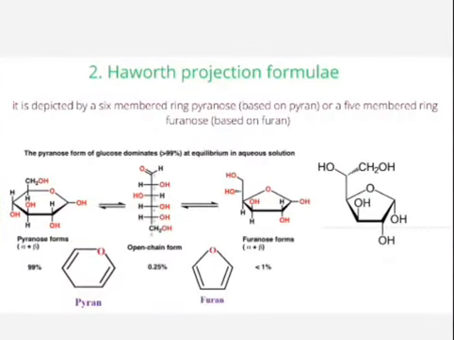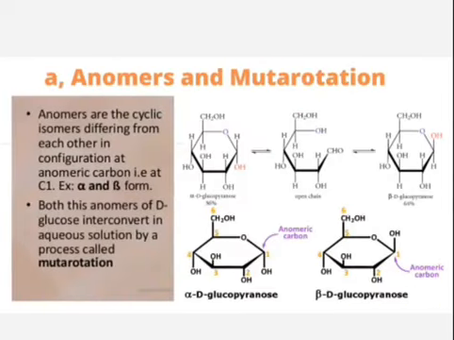Next classification is the Haworth projection formula. It includes the closed form. First one was the straight chain form. Here it will be the closed form. In closed form, it can be pyranose form or furanose form. If it is a 6-membered ring, then it is pyranose, and if it is a 5-membered ring, then it is furanose.